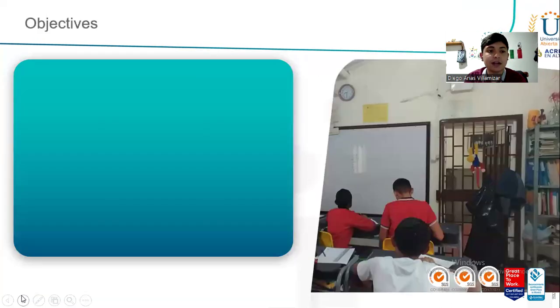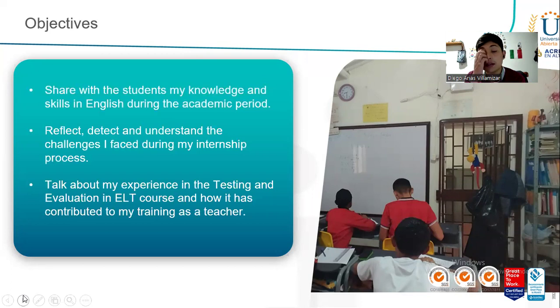Next, we have the objectives. We have three objectives. The first objective was to share with the students my knowledge and skills in English during that academic period. My main objective is to transmit to the students my knowledge and skills in English in an effective, motivating way. I am committed to designing and executing didactic activities that facilitate language learning, fostering a participative and dynamic classroom environment. By adapting my teaching methods to the needs and levels of the students, I seek not only to improve their language proficiency, but also to inspire them to develop a lasting appreciation for English. This is the first objective.